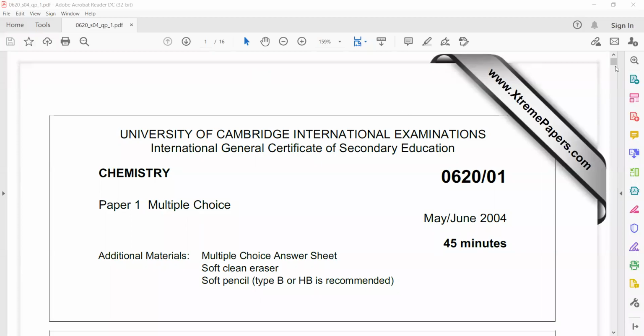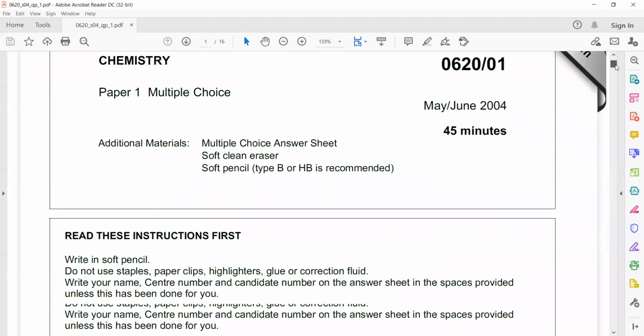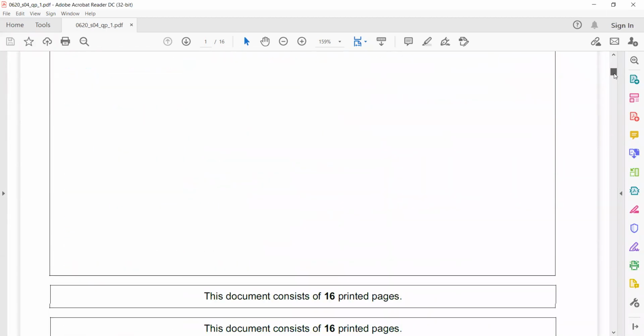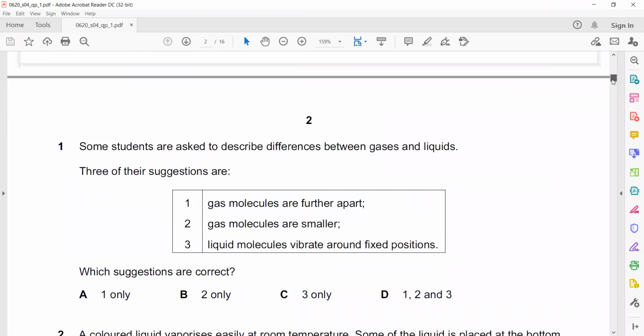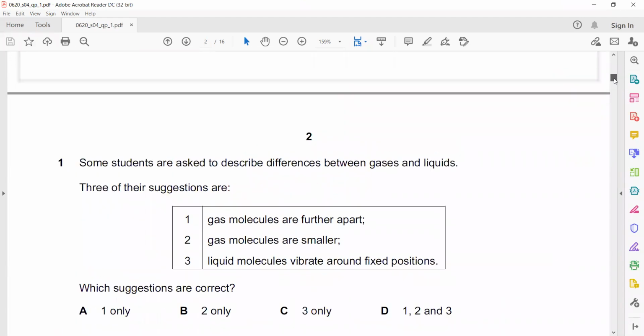So this is paper 1 from 2004 session, May, June. Use screen annotation or a chat to state the answer. Question 1. What could be the right answer?